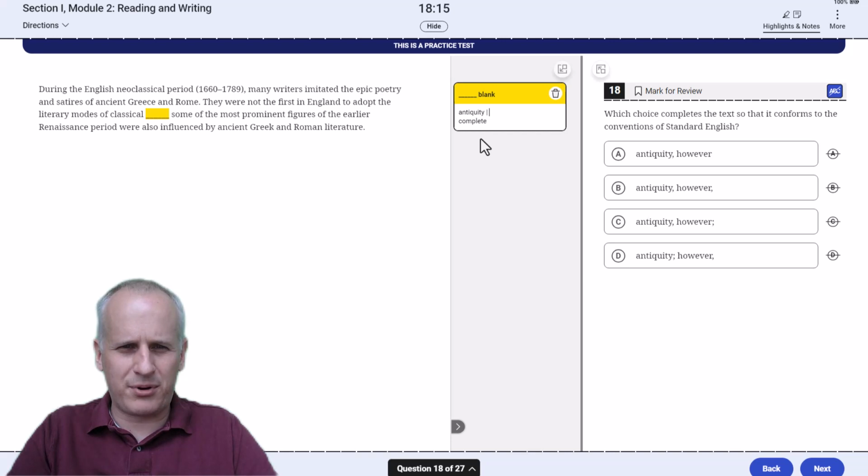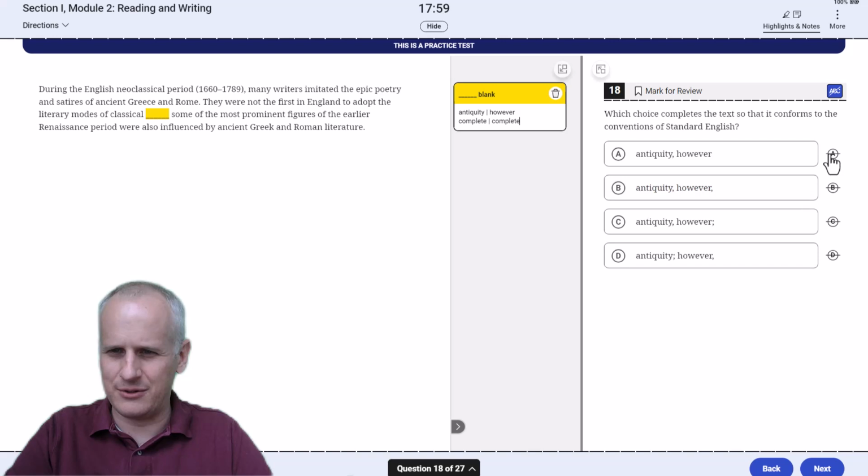However, some of the most prominent figures of the earlier Renaissance period were also influenced by ancient Greek and Roman literature. Well, from the "however," we also have a subject and a verb. The sum of the most prominent figures were also influenced. So we've got two complete ideas. We need a semicolon again. So that allows us to eliminate choices A and B.